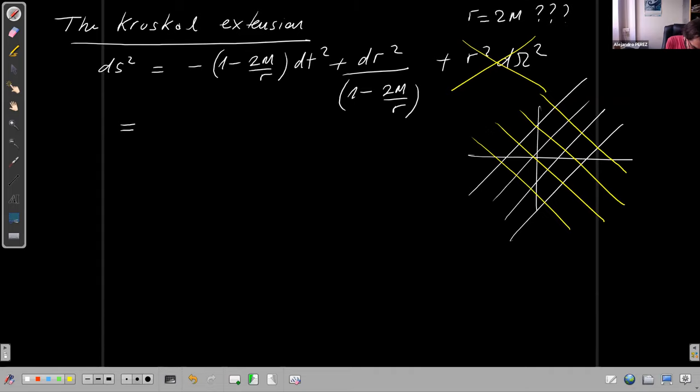So let's do it. We have a two-dimensional geometry there. We factor out 1 minus 2m over r.